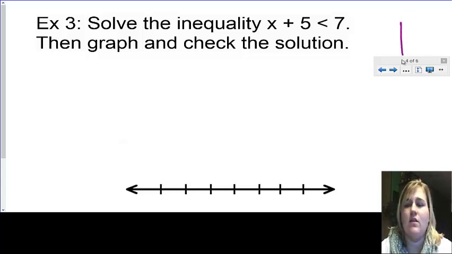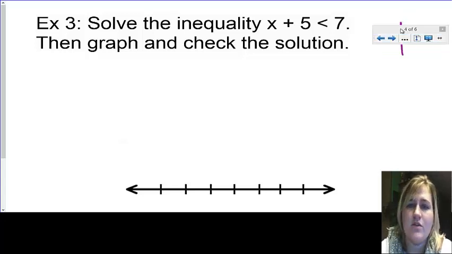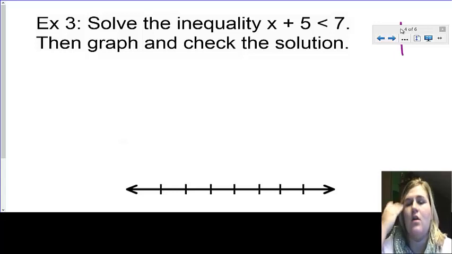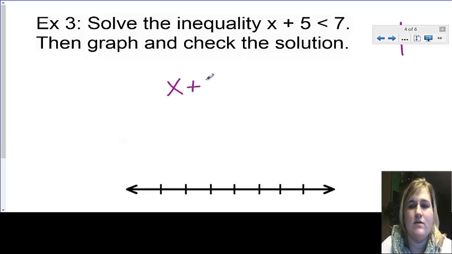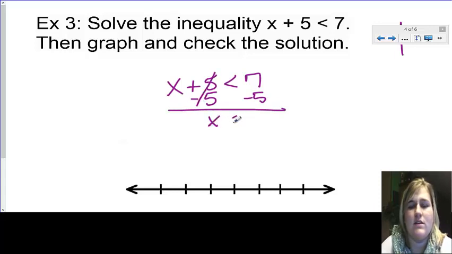Alright, same thing here. I want you to try this one on your own paper, so go ahead and pause and graph whenever you're finished. You should have started by rewriting the problem. x plus 5 is less than 7. To get x by itself, we're going to subtract 5 from both sides. The 5's will cancel, leaving me with x is less than 2.